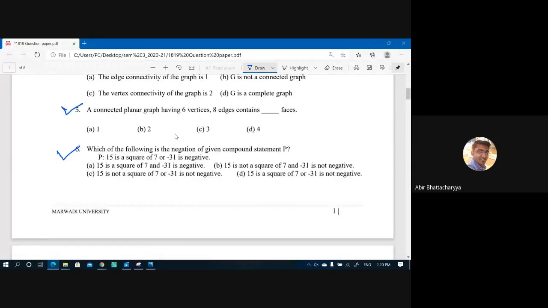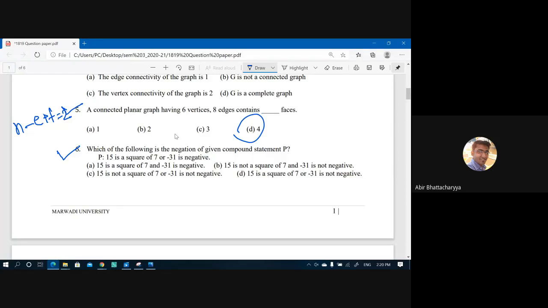Moving forward to the next one, number 5: connected graph with six vertices, n equals 6, and E equals 8. So the number of faces you have to figure out. So n minus E plus F equals 2. As you know, this formula will work here. So 6 minus 8 plus F equals 2, that is going to be 4, I think. So option D will be correct. F will be 4.